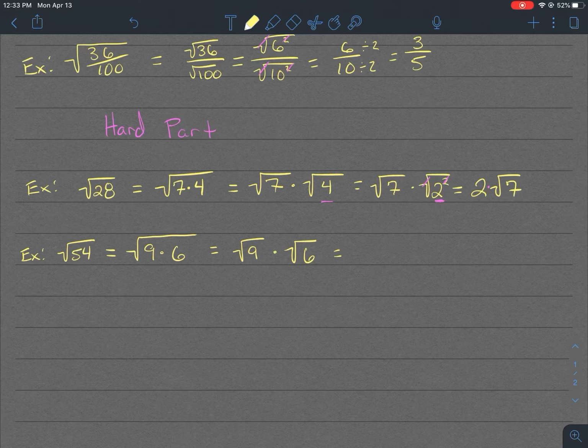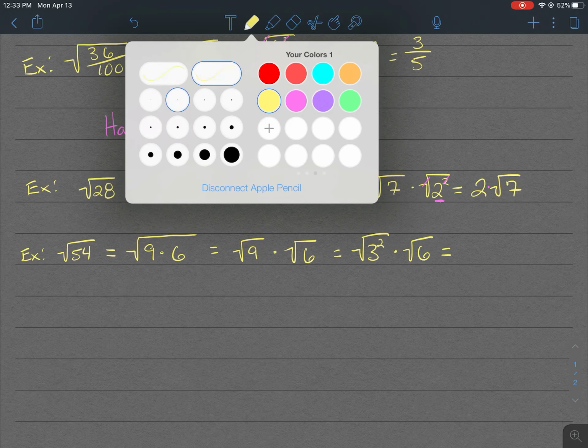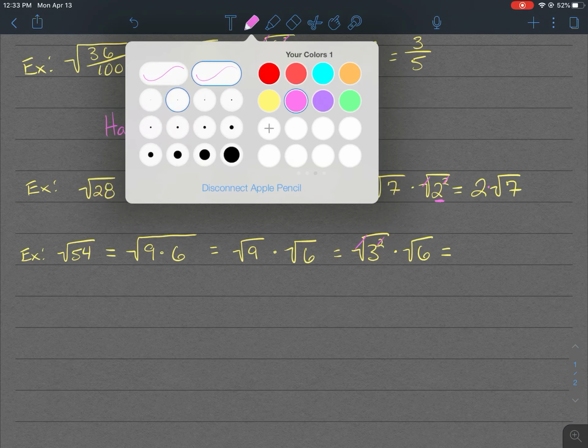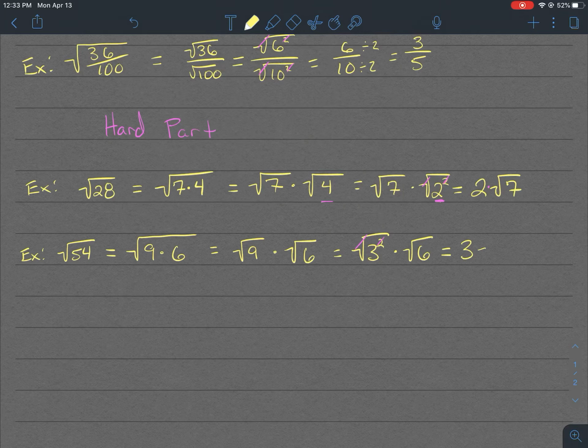Okay, well, the square root of 9, what is 9 the same thing as? 9 is the same thing as 3 squared. So I can replace 9 with 3 squared. Now 6, is it a perfect square? No. And if I broke it apart again, I would get 3 times 2, and neither one of those work out either, so I just keep it the same. Now, what is the square root of 3 squared? Well, those cancel, and you're left with a 3. And then your square root 6. And you're all done.